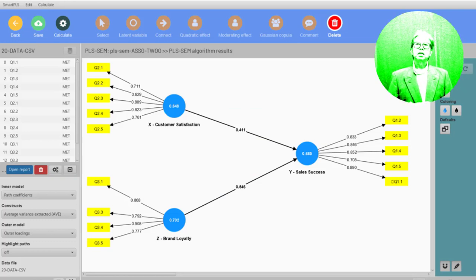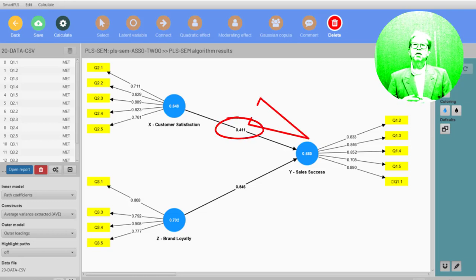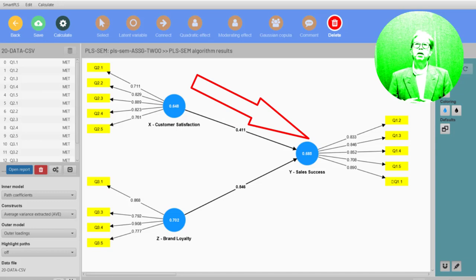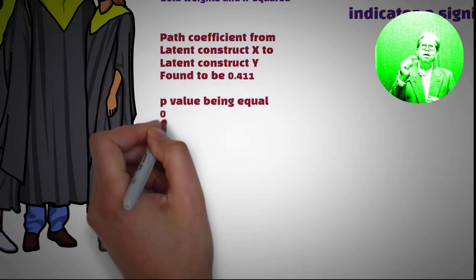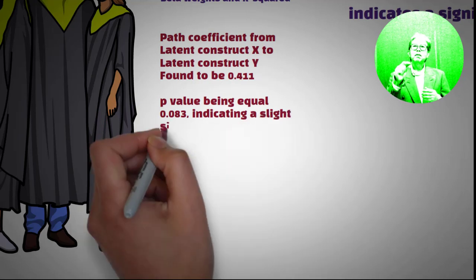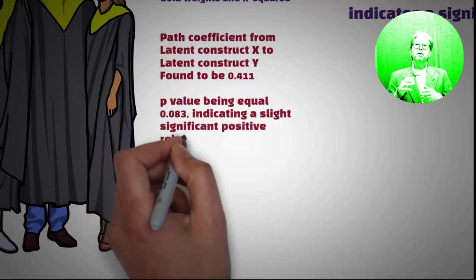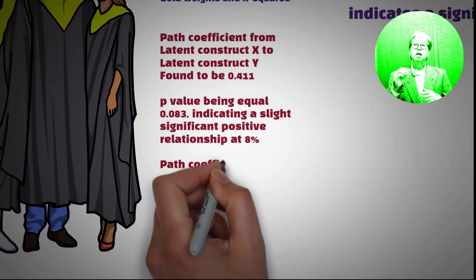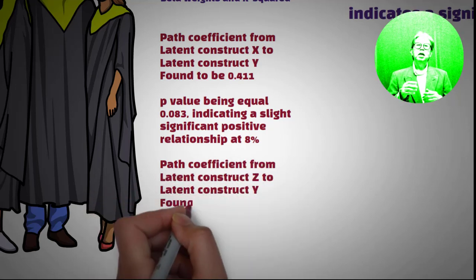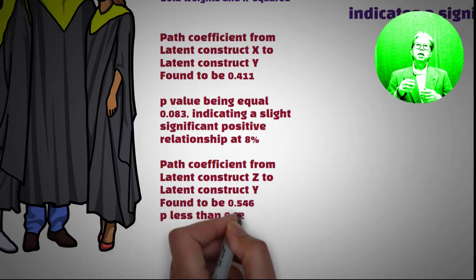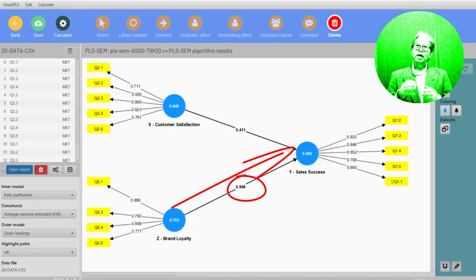The path coefficient from the latent construct X to the latent construct Y was found to be 0.5411, with a p-value equal to 0.083, indicating a slightly significant positive relationship at 8%. The path coefficient from the latent construct Z to the latent construct Y was found to be 0.546, with a p-value less than 5%, a significant relationship at 2%.